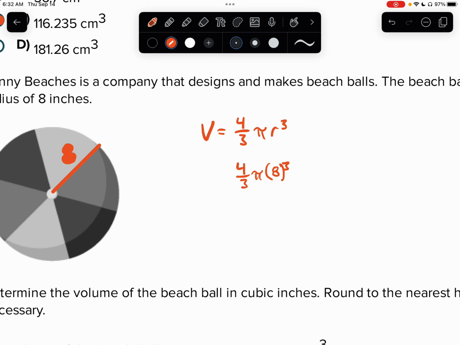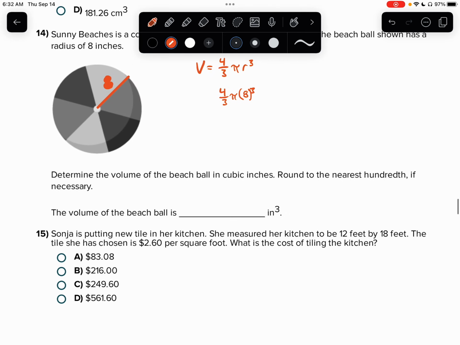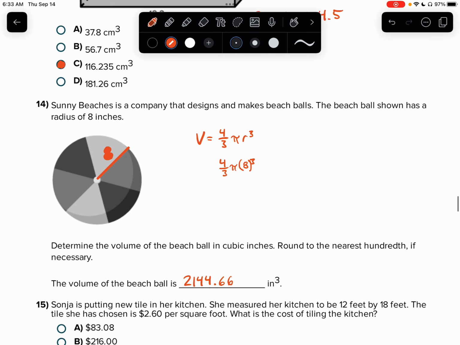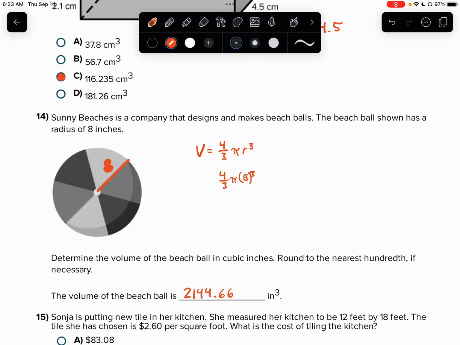I'm typing that in my calculator. So remember, what I'm typing in is 4 divided by 3, and then times pi, use the pi button, and then times 8 to the third power. And that is going to give me 2,144.66 inches cubed. And that's that.